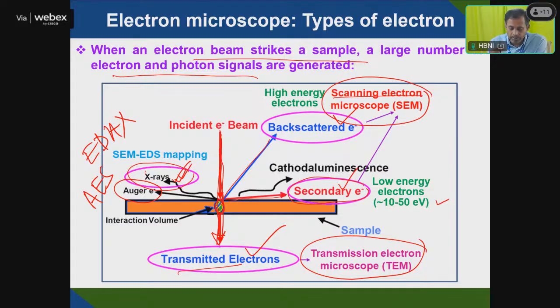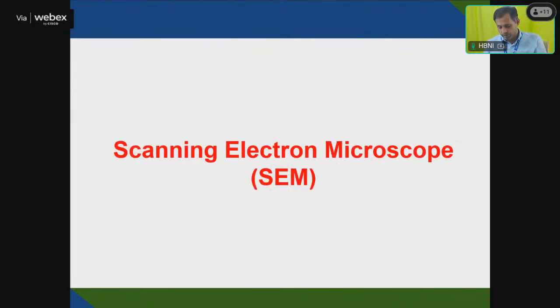So on average, SEM and TEM are based on the interaction of the electron with the sample surface, whether it is backscattered or secondary electrons in the case of SEM, or transmitted electrons in the case of the transmission electron microscope. Now coming to the scanning electron microscope. As the name suggests, you can see the term scanning is coming.